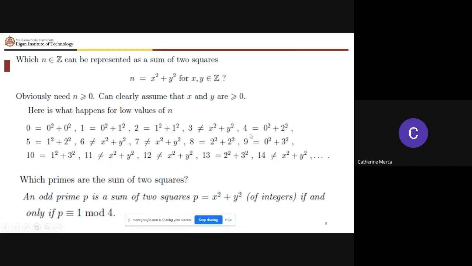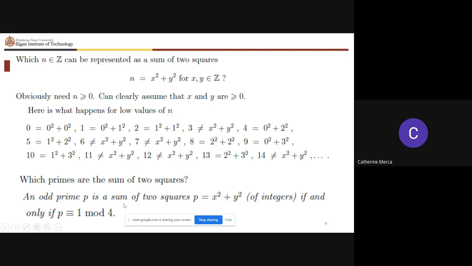4 is expressible as a sum of two squares, 0 squared plus 2 squared. And then 5 again, expressible. But 6 is not, 7 is not, because 6 and 7 are not congruent to 1 modulo 4. And 8, here 8 is congruent to 0 mod 4 na, so 2 squared plus 2 squared. You can still express it. 9 is 0 squared plus 3 squared. And down the line, 10 is 1 squared plus 3 squared.